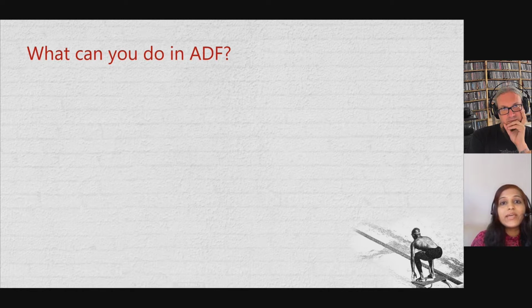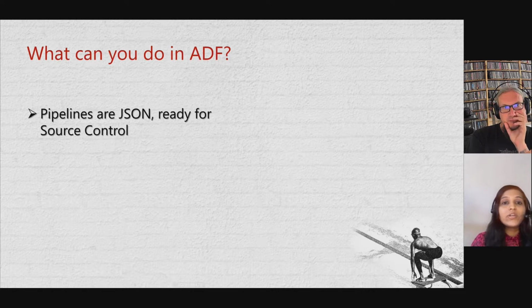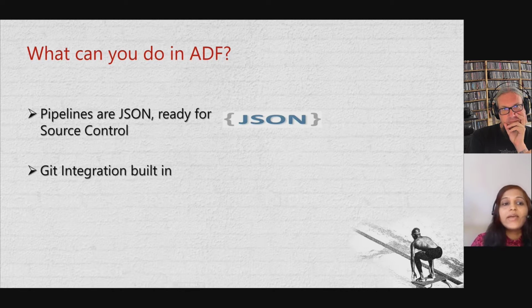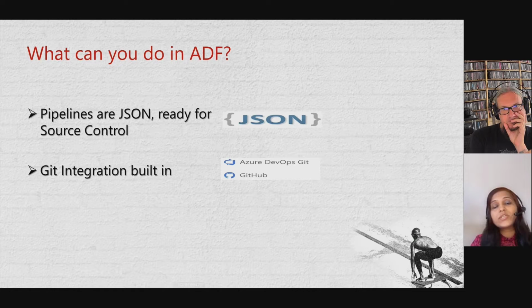So when you create your components in Azure Data Factory, behind the scenes it generates code, JSON code. However, you don't need to worry about it at all, because it's ready for your source control and is automatically generated by Azure Data Factory. And this code you can use for your CI/CD pipeline for continuous integration and continuous delivery. It also provides you a Git integration built in. So using the UI, you can set up your repository by just a few button clicks.